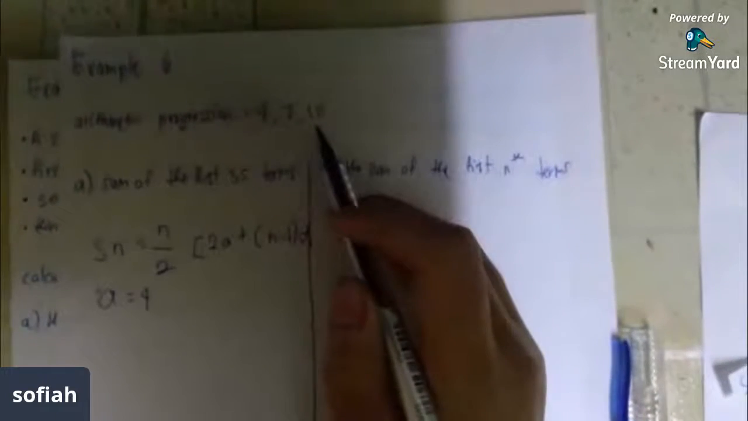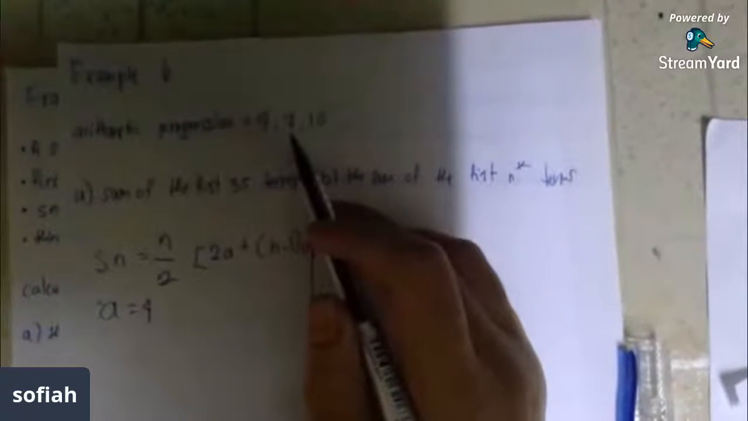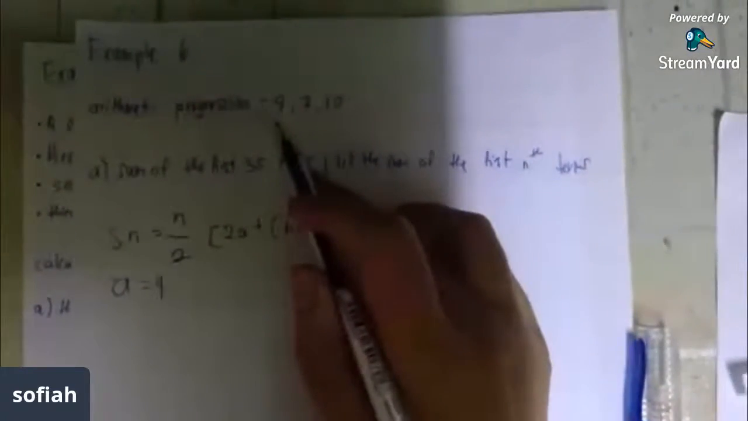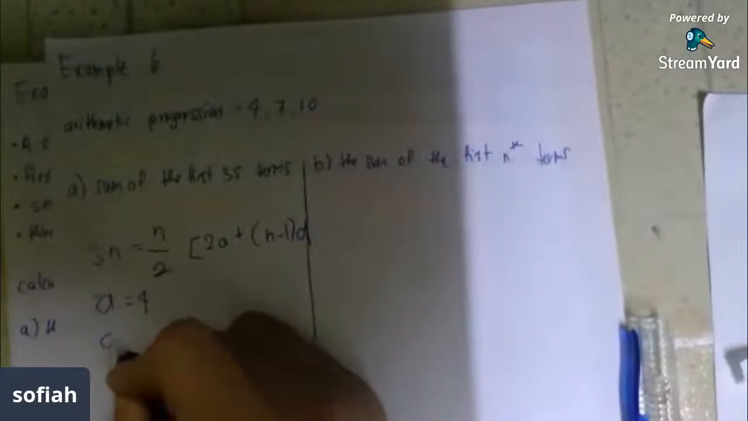Next we need to know the value of D, which is the common difference. How to find the common difference? We need to subtract the second term with the first term, which is 7 minus 4. So we'll get the value of D is 3.